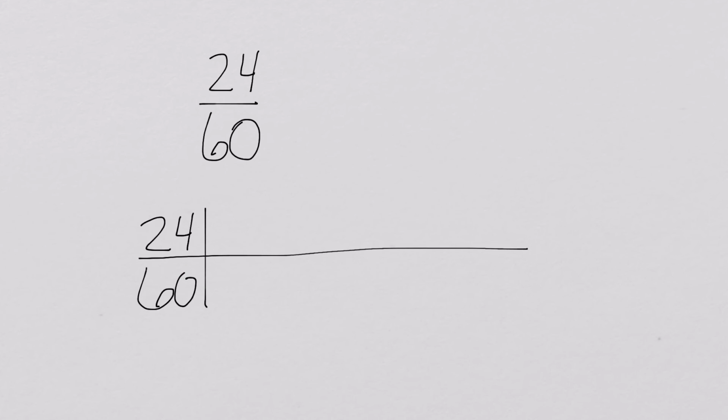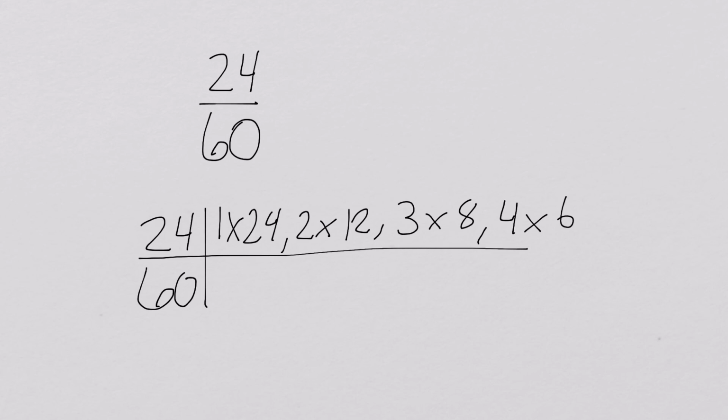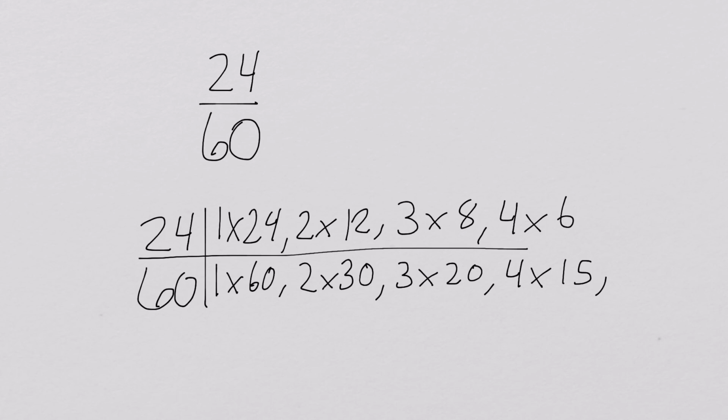Well, if you've paused the video, you've hopefully come up with some of these, maybe not all of them. For 24, we've got 1 times 24, 2 times 12, 3 times 8, and 4 times 6. Those are all the factors of 24. Now 60 has a bunch, so hopefully you've come up with some of these. We got 1 times 60, 2 times 30, 3 times 20, 4 times 15, 5 times 12, and 6 times 10. That's a lot of factors to go through. But remember, we want to find the biggest one that they have in common.